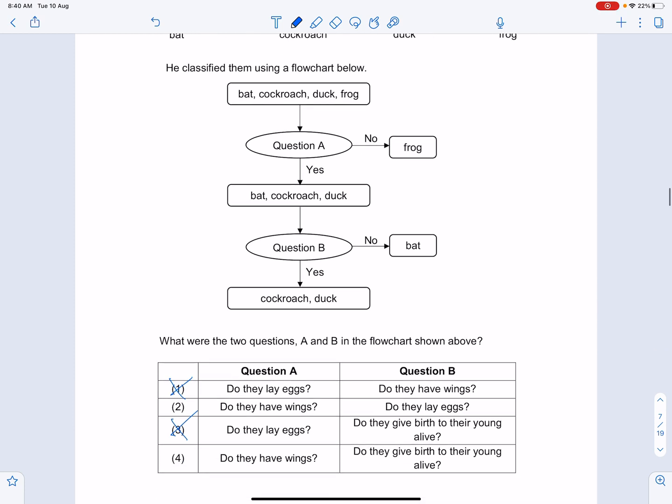So we move on to question B. Out of these 3, what is a no for bat and a yes for everyone else? Let's take a look at option 2. Do they lay eggs? Your cockroach lays eggs, your bird lays eggs, but your bat does not. So this is a plausible answer. But let's go on to check the last one. Do they give birth to the young alive? This is not correct for the bat, because the bat gives birth. So by answering no to this question, you would be wrong. This confirms that our answer is 2.